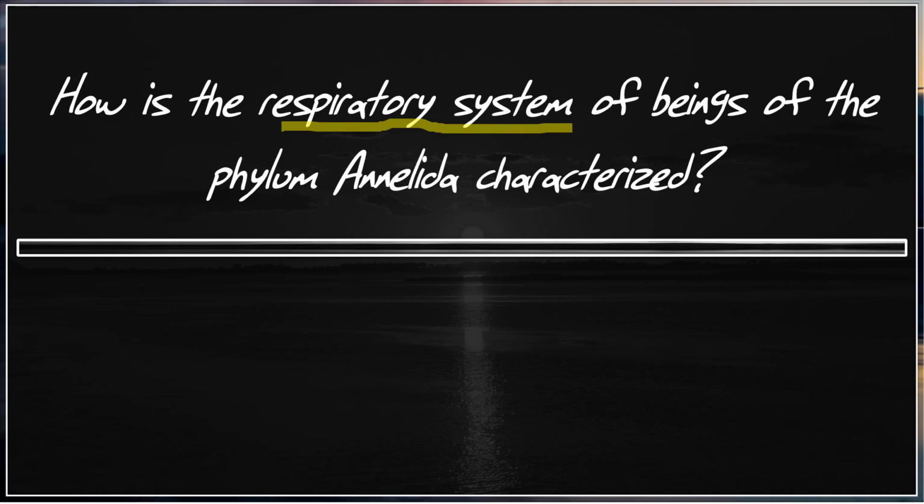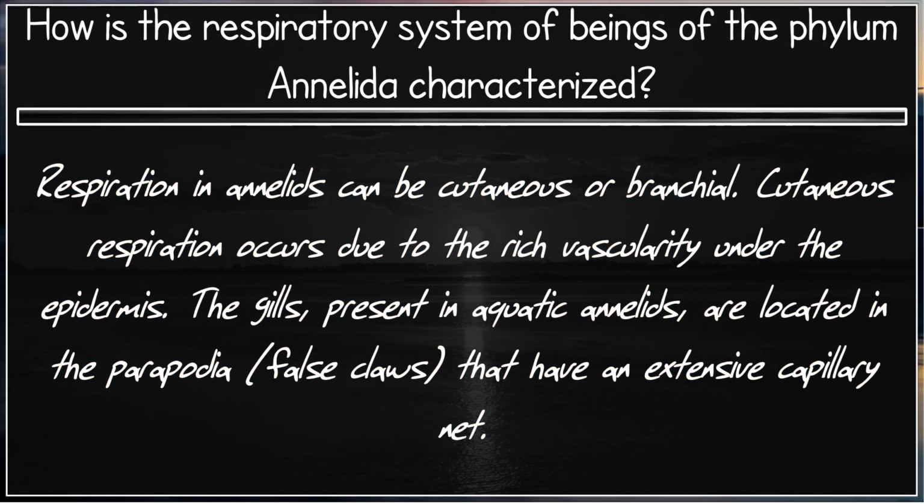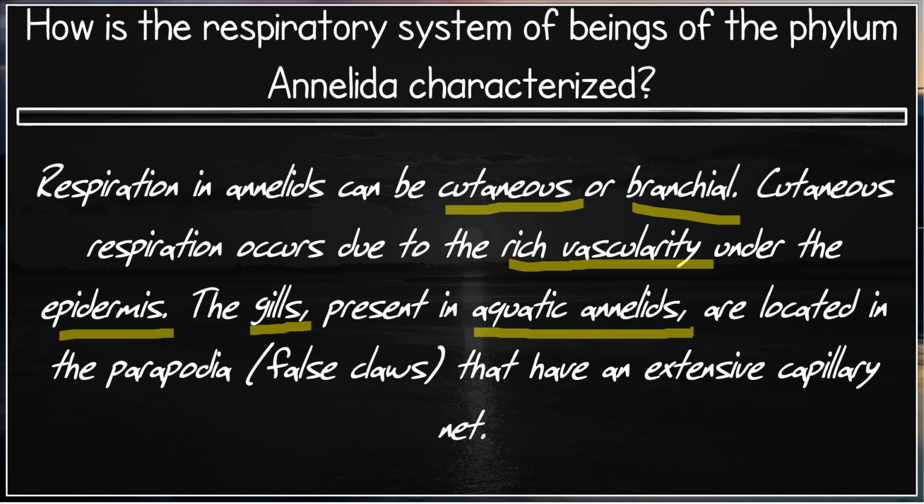How is the respiratory system of beings of phylum Annelida characterized? Respiration in annelids can be cutaneous or branchial. Cutaneous respiration occurs due to the rich vascularity under the epidermis. The gills present in aquatic annelids are located in the parapodia, false feet, that have an extensive capillary net.